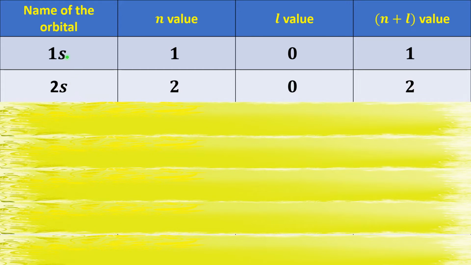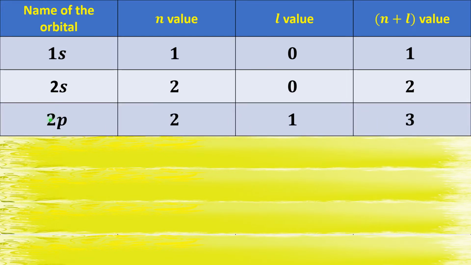So if you compare the N plus L values of both these orbitals, N plus L value is more for 2s orbital than 1s orbital. Therefore, 1s orbital has less energy than 2s orbital. So electrons enter 1s orbital before they enter into 2s orbital.